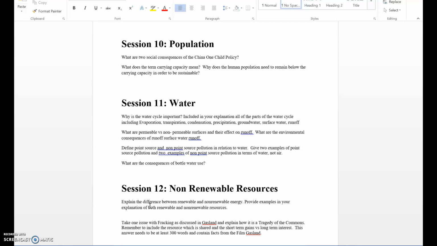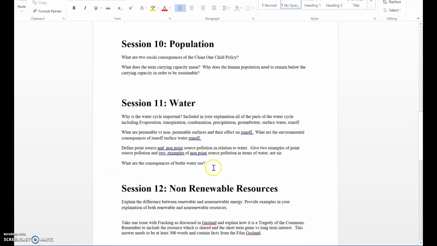Define point source and non-point source pollution in relation to water. Give two examples of point source pollution and two examples of non-point source pollution in terms of water, not air. Both of these answers can be found in the textbook.